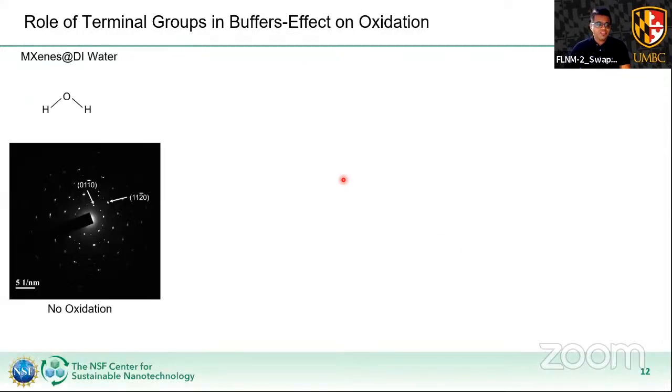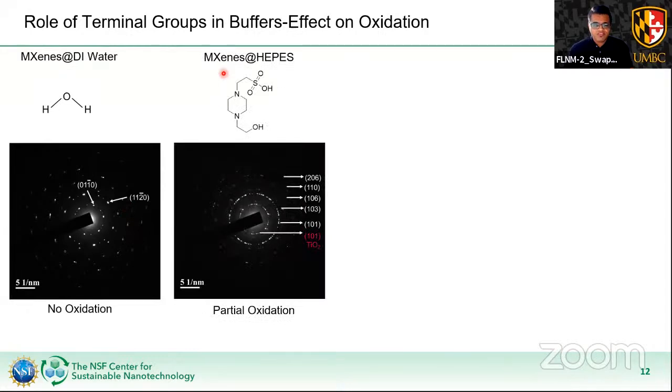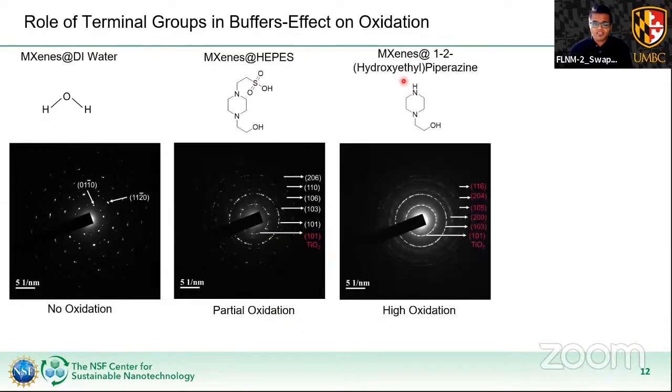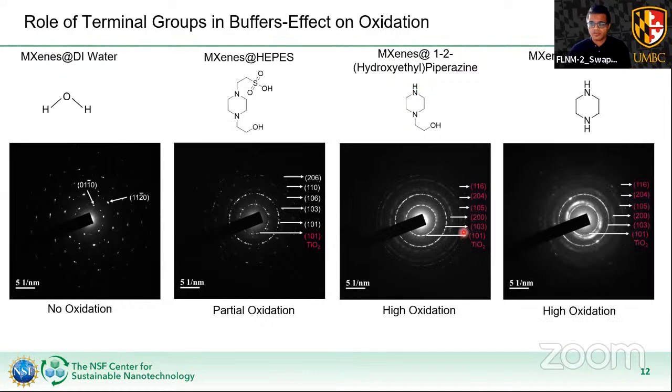Now, one effect that we see here is our MXenes are pretty stable in DI water. They do not oxidize. In case of HEPES, we see some sort of oxidation because we detect this TiO2 related peak. This is related to anatase TiO2, and we see that there is some partial oxidation here. Now, in case when we don't have the sulfonic acid group, there is no aggregation, but there is high oxidation here.